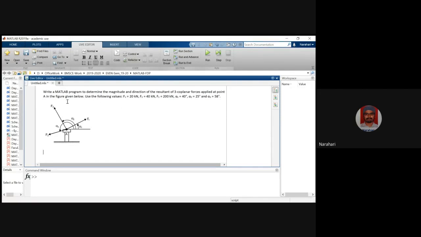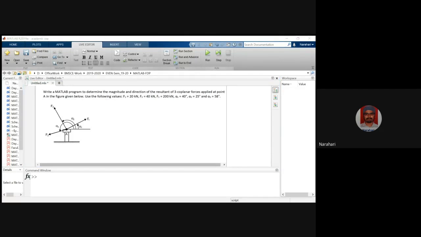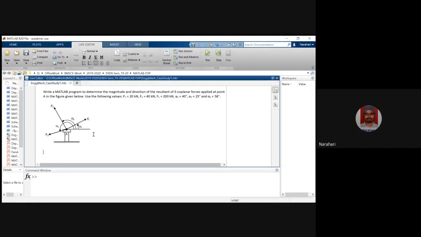So now I am in text. I have chosen text mode, as you can see. Before I do anything, I have to also show you some of the things that I want to show. We will start saving this. So let me save this particular thing. Let me just make it simple. I'll say engineering mechanics case study 1.